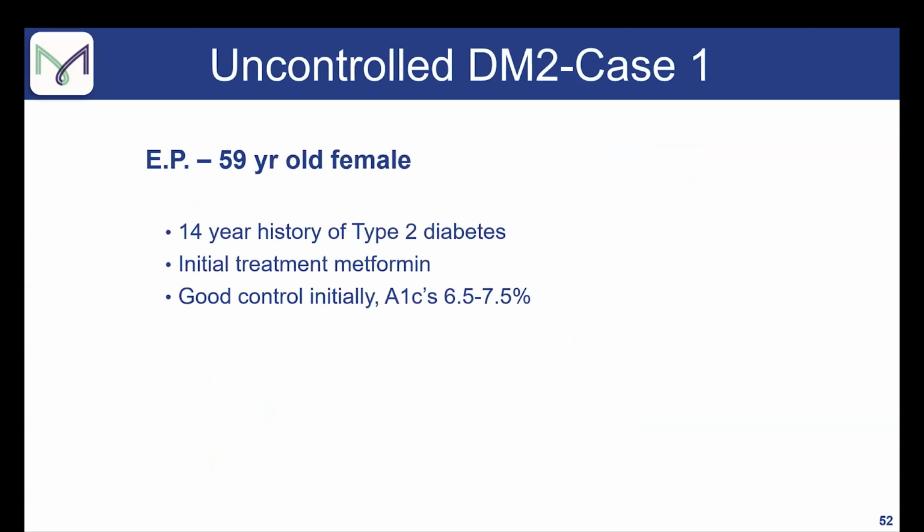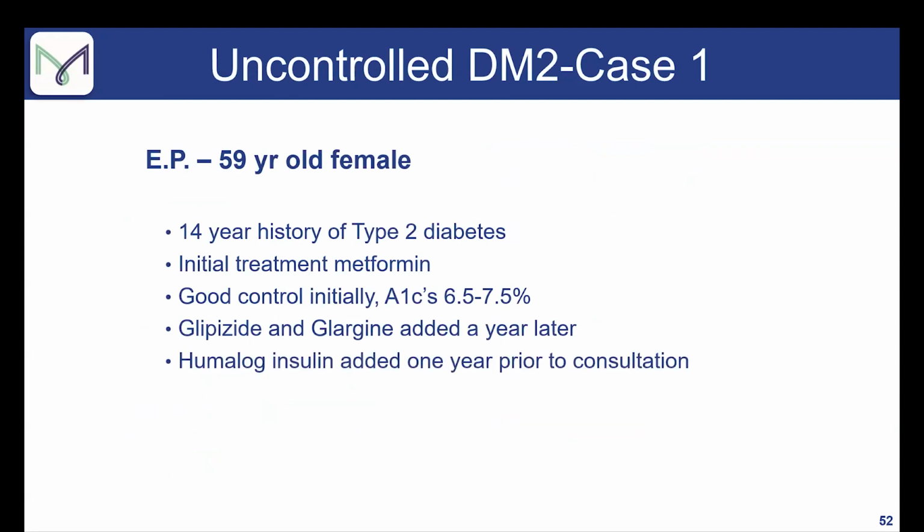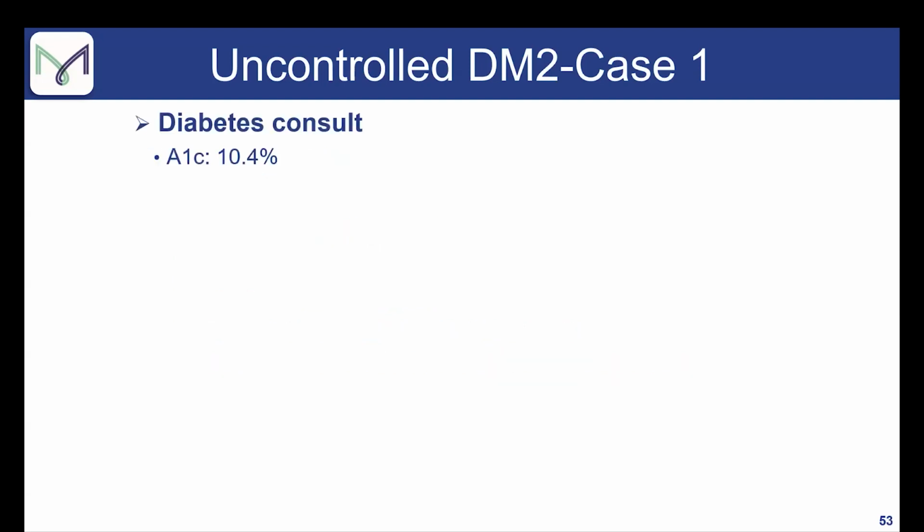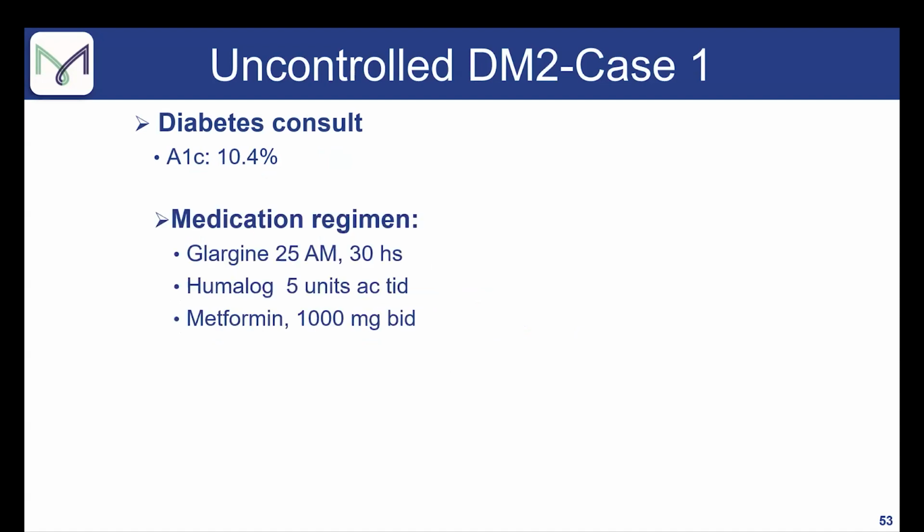This lady was a 59-year-old female, had a 14-year history of type 2 diabetes, initially started on metformin, which was standard at the time, and for a year did fairly well with hemoglobin A1Cs of 7-ish. And then a year later, things started to deteriorate, so glipizide and glargine were added. And then for about the next decade, she did not do as well. And so Humalog was added 3 times a day before each meal 1 year prior to the consultation in our clinic. At the time of her initial visit with the diabetes education team, her A1C was 10.4%.